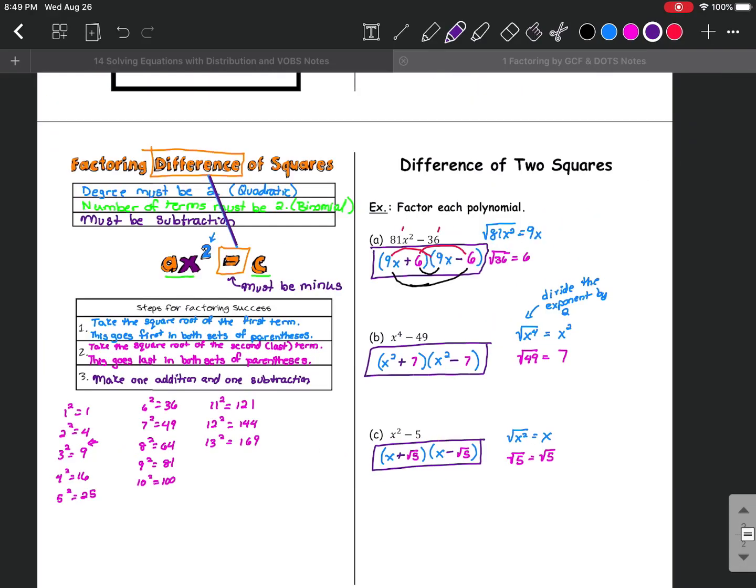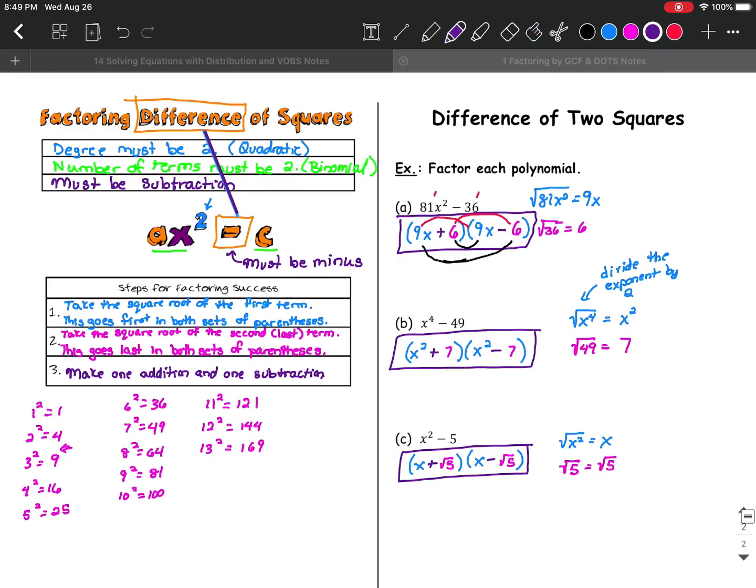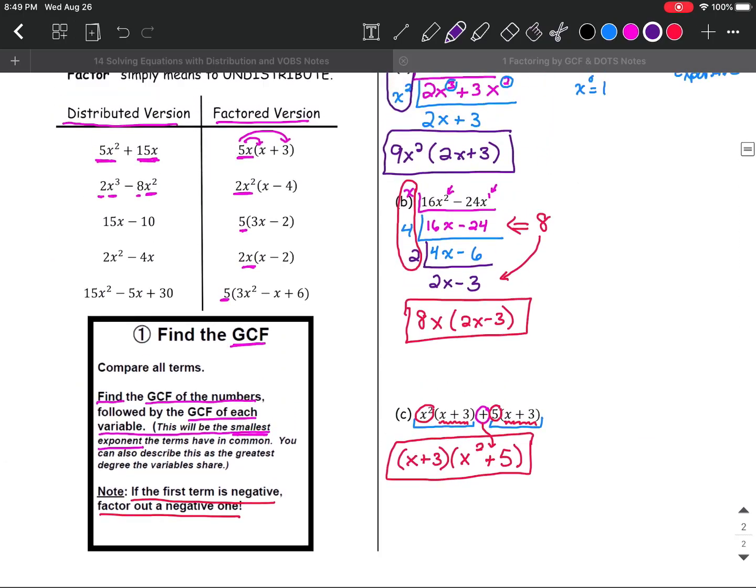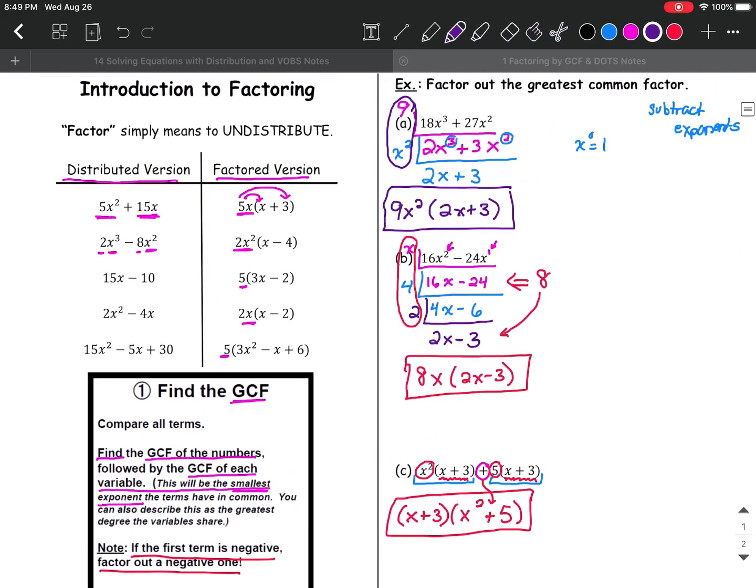Okay? So, all right, guys. We now reviewed factoring the difference of two squares. Take the square root of the first, put it in the parentheses at the beginning. Take the square root of the second term, put it in the parentheses at the end. Make one positive, make one minus. We've also looked at the greatest common factor. Find the biggest number that divides into the numbers. Find the biggest variable. And you do that by using the smallest exponent on x.